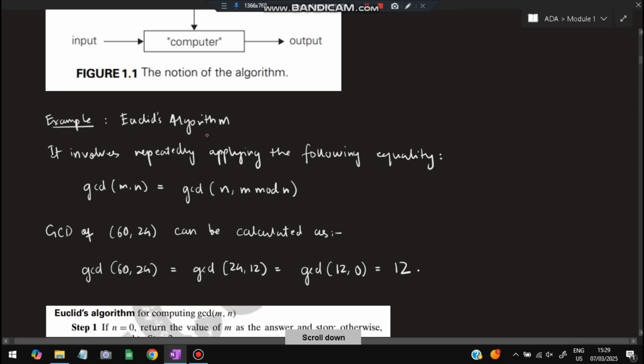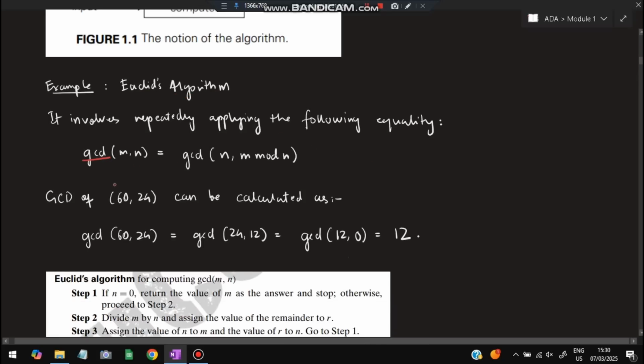An example we can consider is Euclid's algorithm. It involves repeatedly applying the following equality. GCD means greatest common divisor. If I give you two numbers, for example 10 and 5, which is the greatest common divisor between 10 and 5? It is 5, because 5 divides both 10 and 5, and greater than 5 there is no number which divides both 10 and 5.